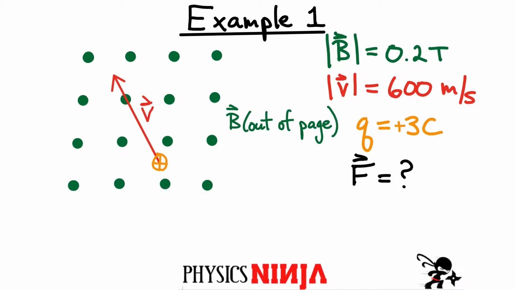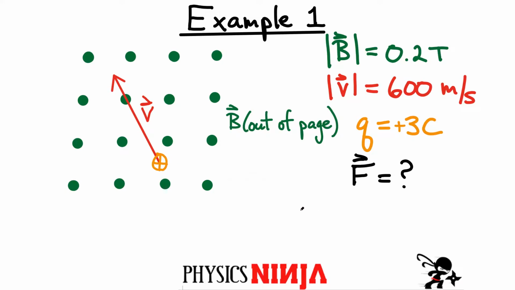In example one, I have a charged particle, which is plus 3 coulomb, and it's traveling in this direction over here. This is the velocity of that charged particle. It's moving in a magnetic field that is directed out of the page. That's what these points signify. And I have a question. Let's find the magnetic force acting on this particle at this particular instant.